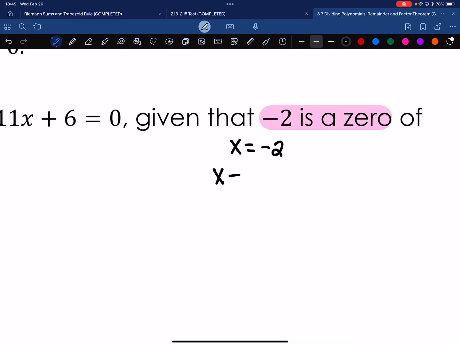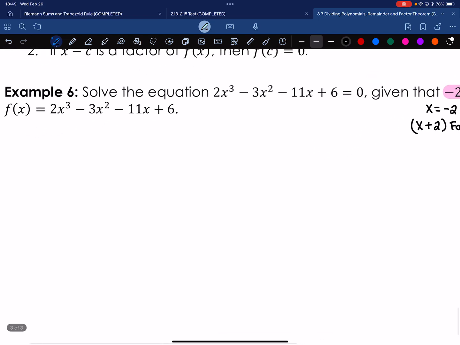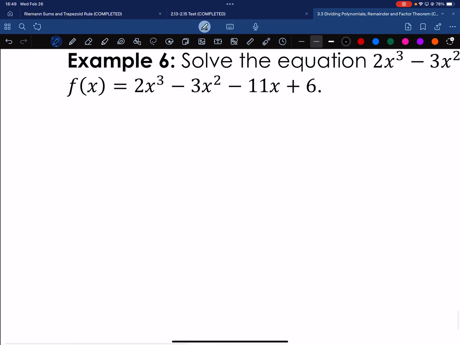Factored form would be x plus 2. So that's the factored form of this. When we were dividing, that's what we would be dividing by, and then we solved that and got x equals -2. Okay, so here we go. Synthetic division, some factoring, and then we're done.